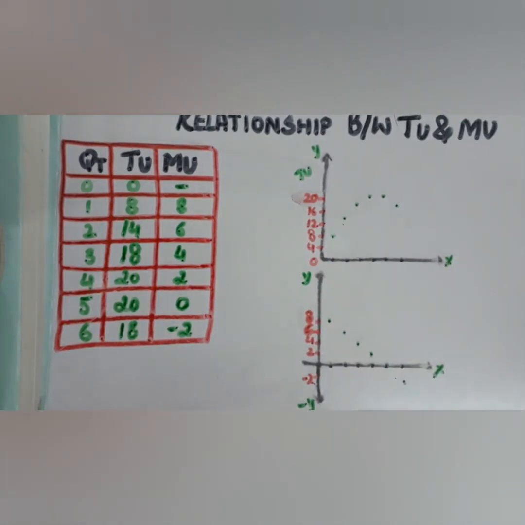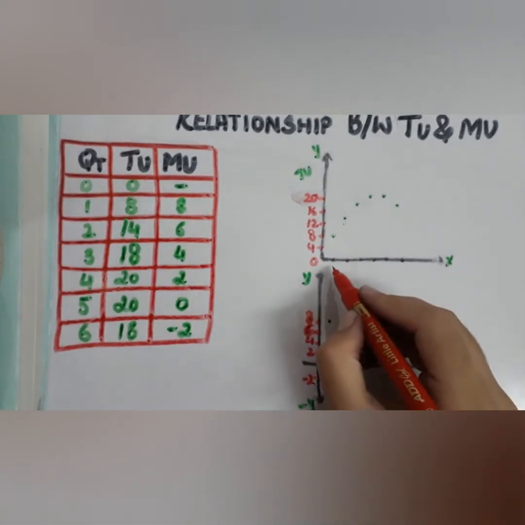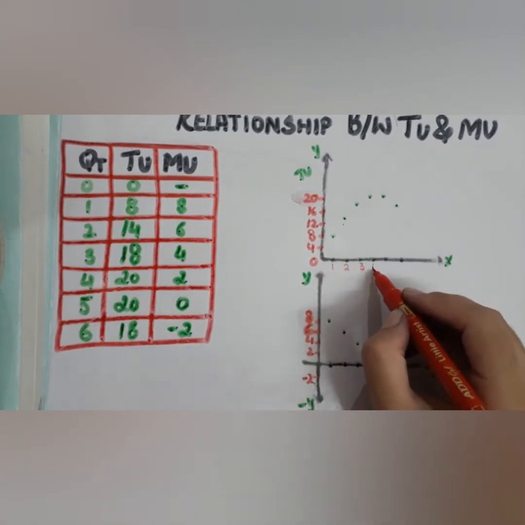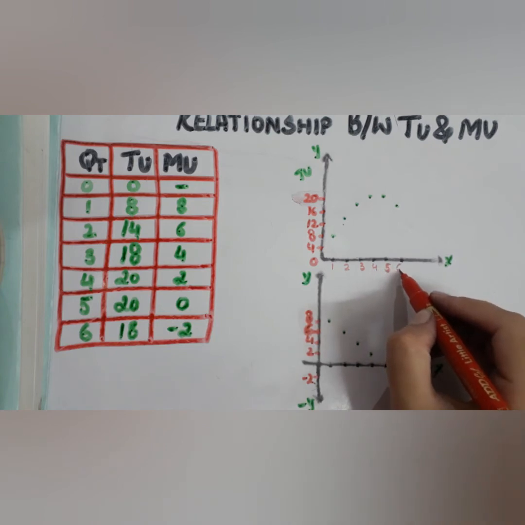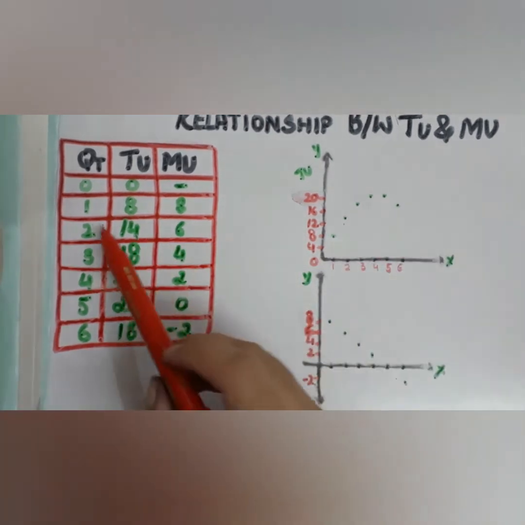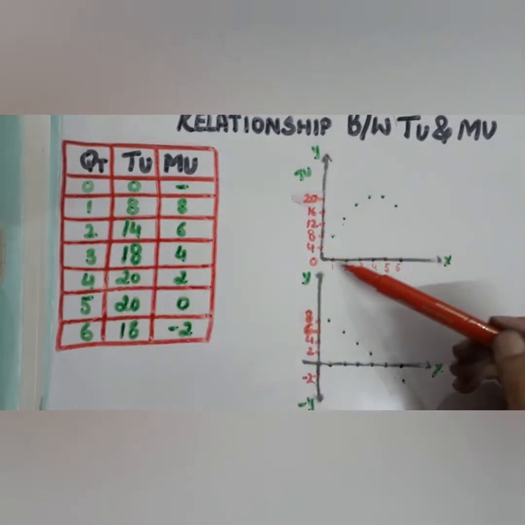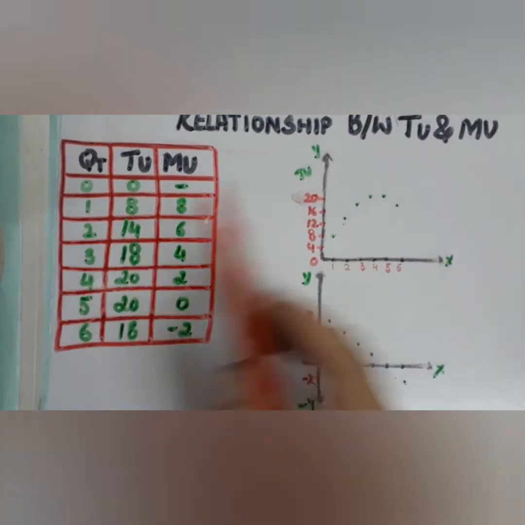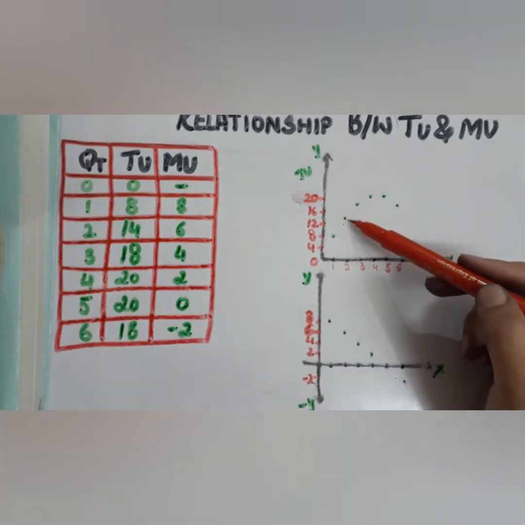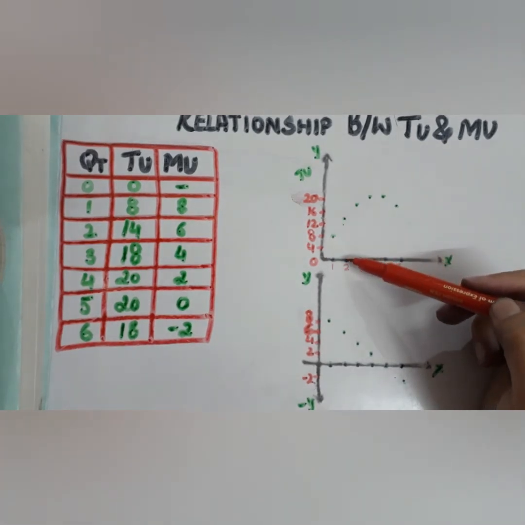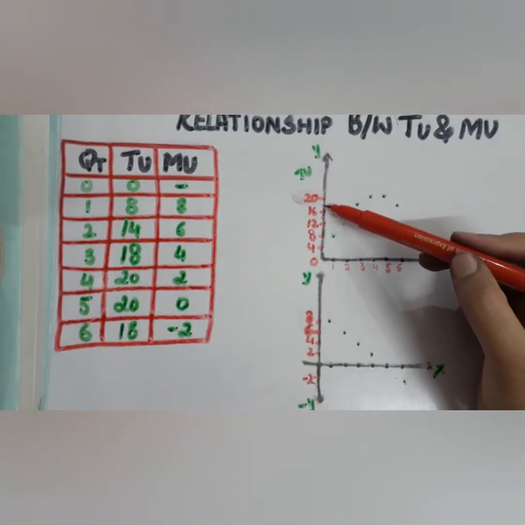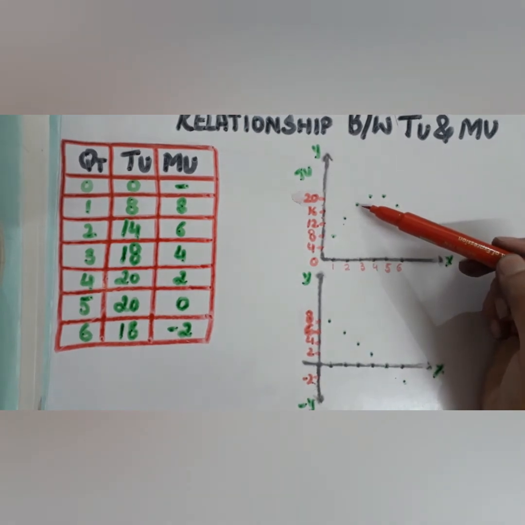The very first one is 1, here. This is 1. This is 2. This is 3, 4, 5 and 6. So 1, 8: total utility. 1, 8. 2, 14. 14 will come here in between, so I have plotted it here. Then 3 and 18. 18 will come in between these two points. So this is 18, I have plotted here.